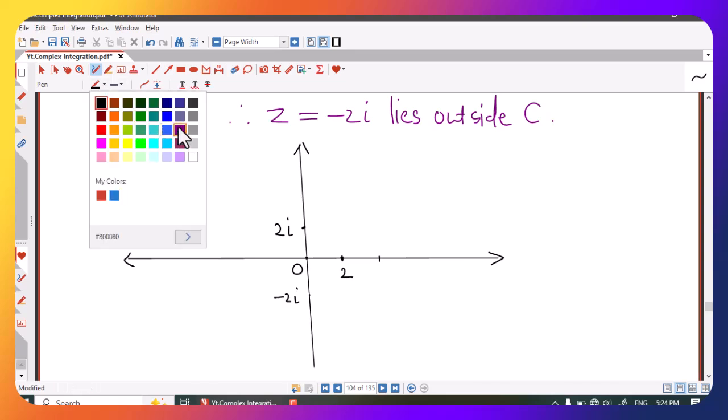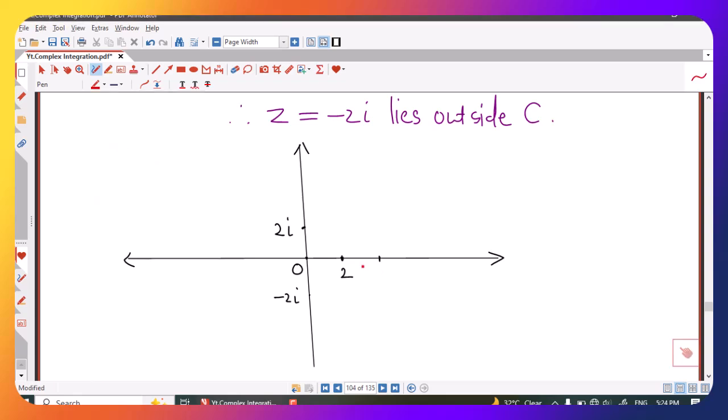And my circle is having center 2 and radius 2. So because this much distance is 2, this is 4, and radius is 2, so our circle will look like this. It will pass through origin and it will go in this direction. It will pass through 4 also, because radius is 2 and center is 2. So this is our circle whose center is 2 and radius is 2.